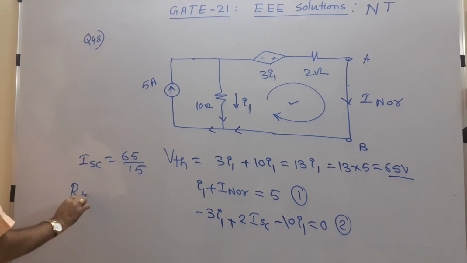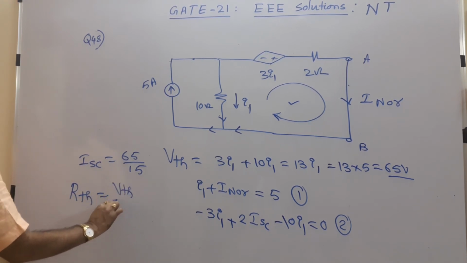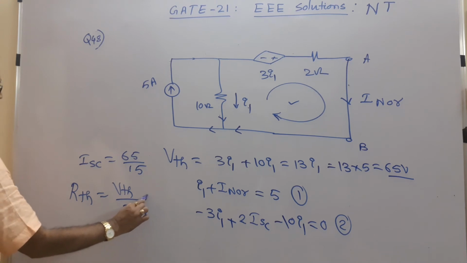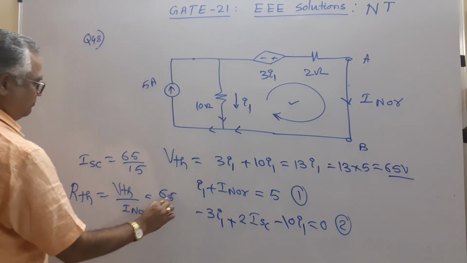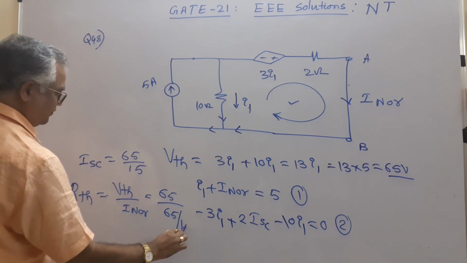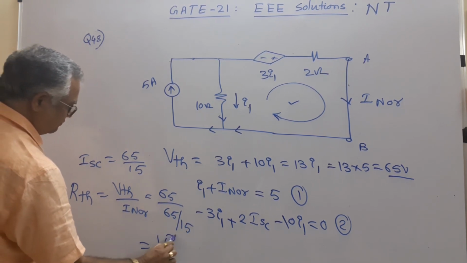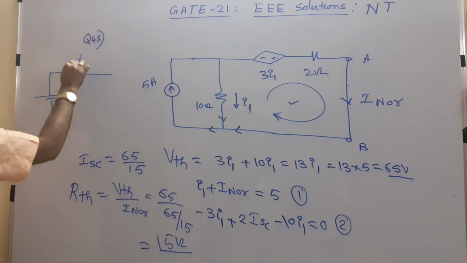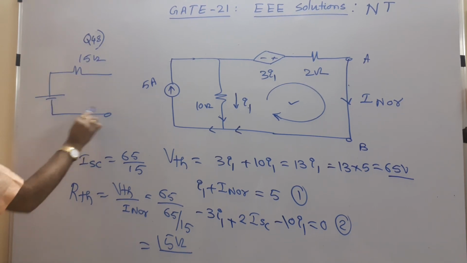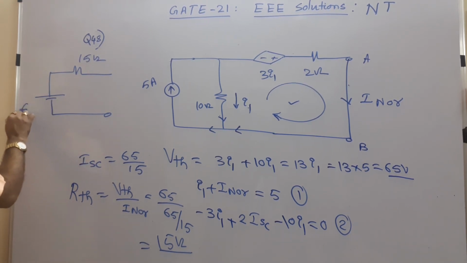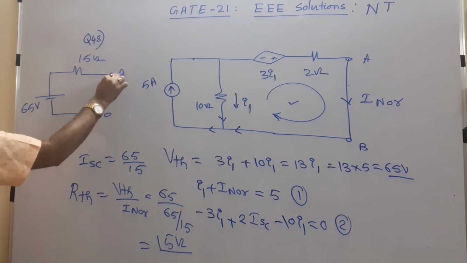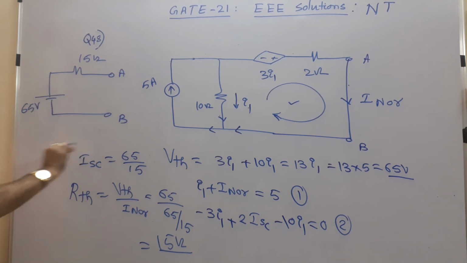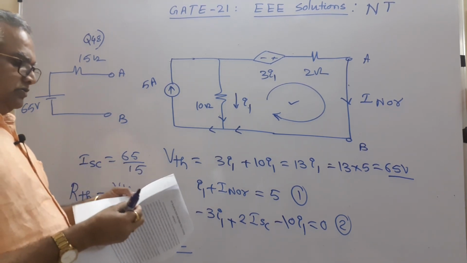What we want is R Thevenin, which is VThevenin by I0. So 65 divided by 65 by 50. So what is the answer? 15 ohms. So the Thevenin equivalent asked for is: this is 15 ohms, this is 65 volts. That's all. So of the four options A, B, C, D given, this is correct.